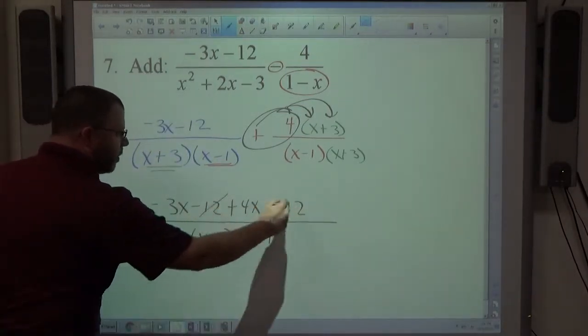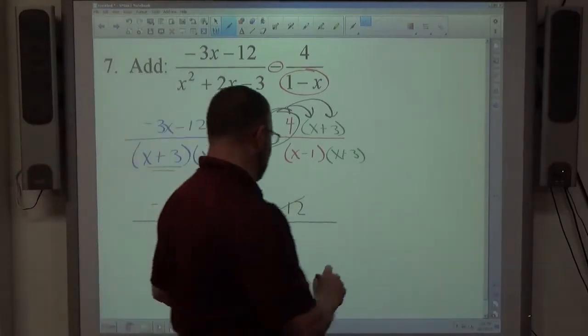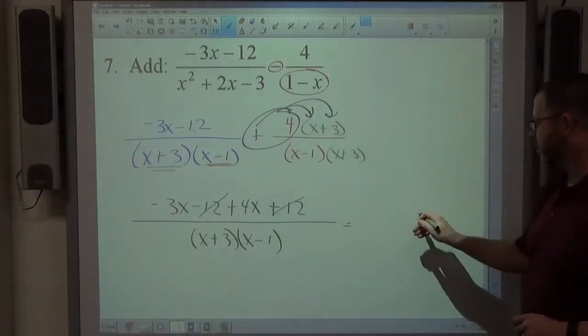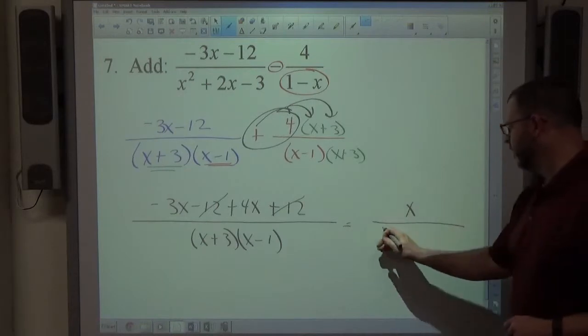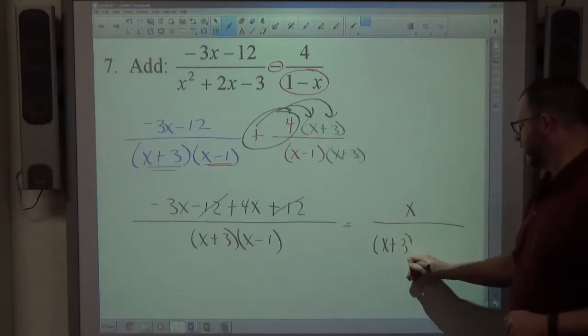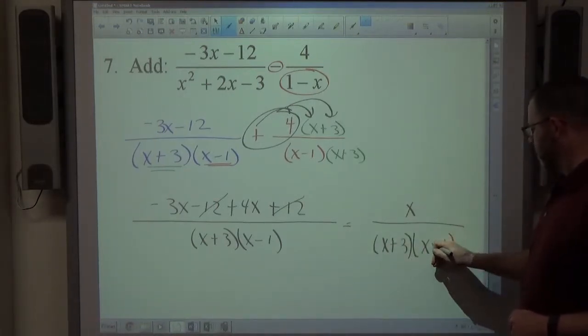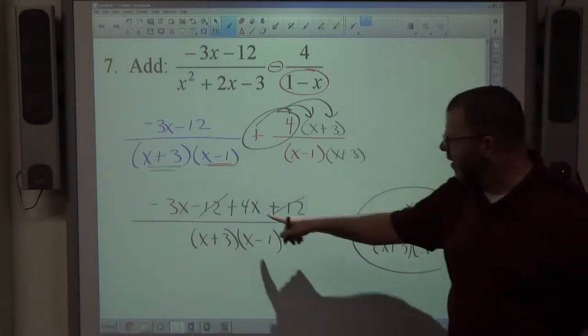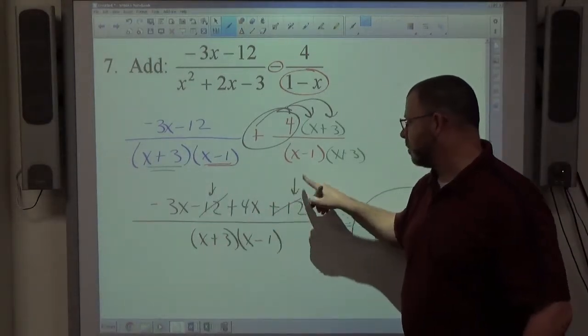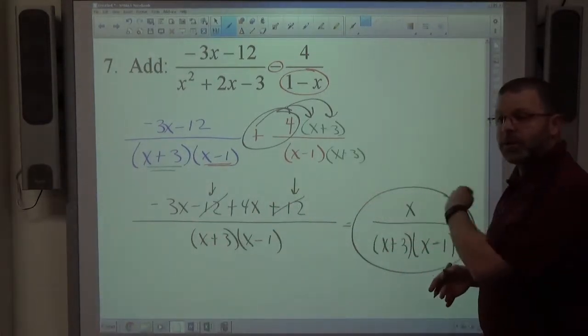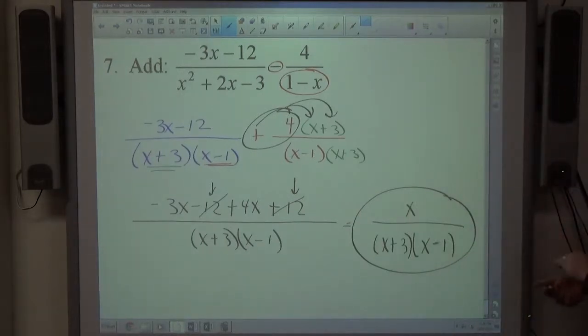The minus 12 and plus 12 cancel. And then if I combine like terms, I end up with positive 1x over x plus 3 times x minus 1. No guarantees that this type of thing where they're exact opposites will happen, but there'll be some like terms, so go ahead and combine the like terms to get the correct signs on your answers. And leave the bottom in factored form, that's perfectly fine.